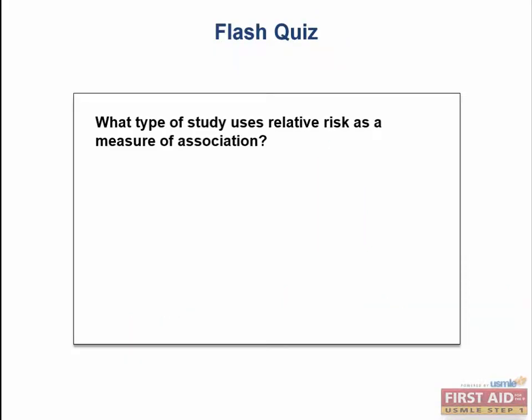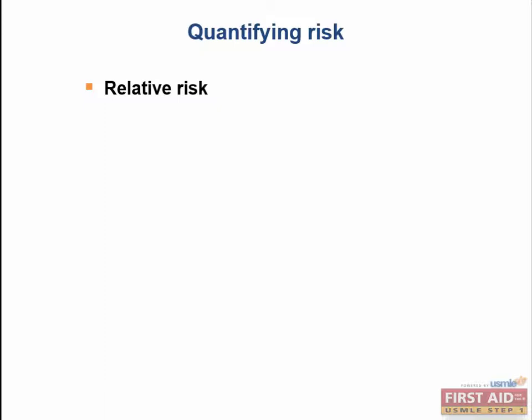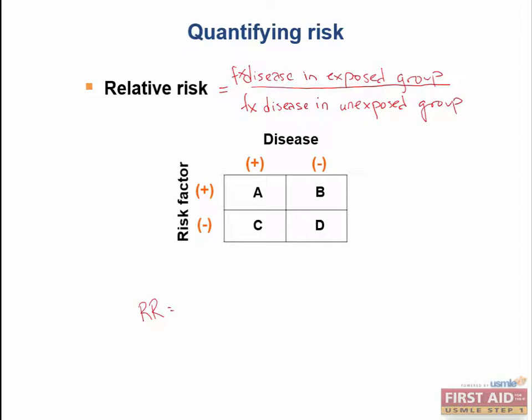Here's a quick flash quiz. What type of study uses relative risk as a measure of association? That's right, cohort studies. The relative risk is formally defined as the relative probability of getting a disease in the exposed group compared to the unexposed group. It's calculated as the fraction with disease in the exposed group divided by the fraction with disease in the unexposed group. From the table, we can figure out that the relative risk is calculated as A divided by A plus B, which represents the fraction of disease in the exposed group with the risk factor, over C divided by C plus D, which is the fraction of disease without the risk factor.